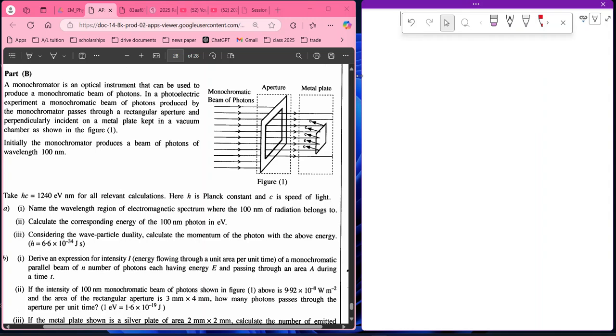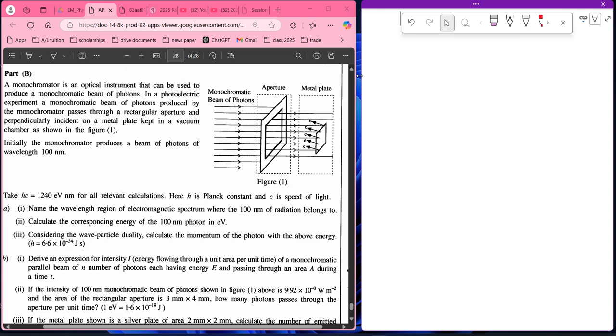First, let's read the question and understand the concepts behind it, and then we'll move on to the questions systematically and answer them using the methods that they need us to use, as in the marking scheme itself. So a monochromator is an optical instrument that can be used to produce a monochromatic beam of photons. Since this is a discussion, I'll explain briefly the concepts regarding the passage that you are given here.